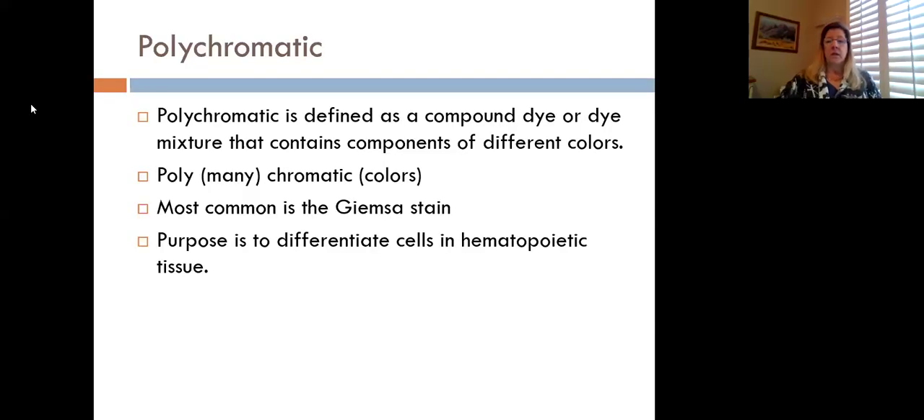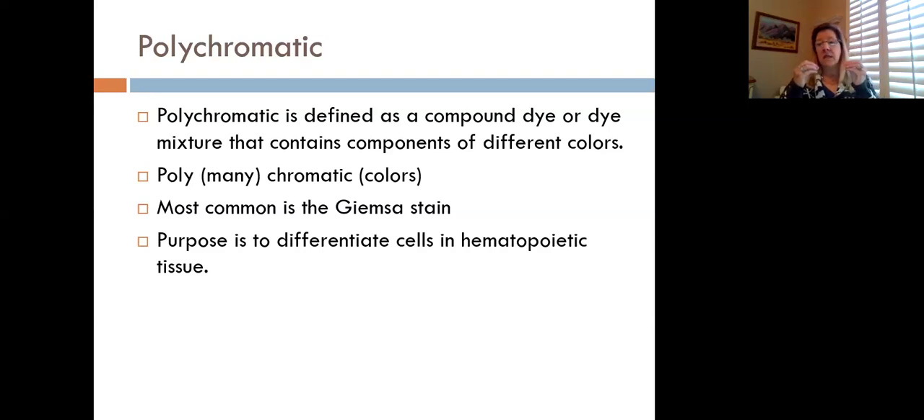All right. So polychromatic is defined as a compound dye or mixture of dyes that contain components of different colors. If you just remember that poly means many and chromatic means color, then you have your definition. Compound dyes are mixtures of different dyes. Okay. So a classic example is the Giemsa stain.